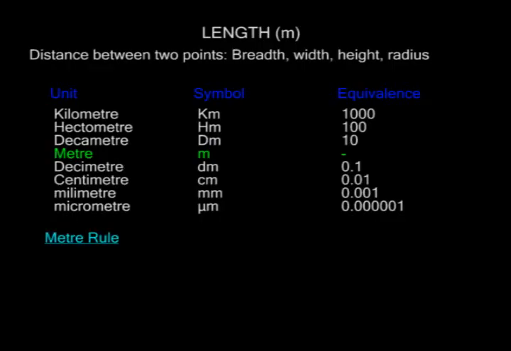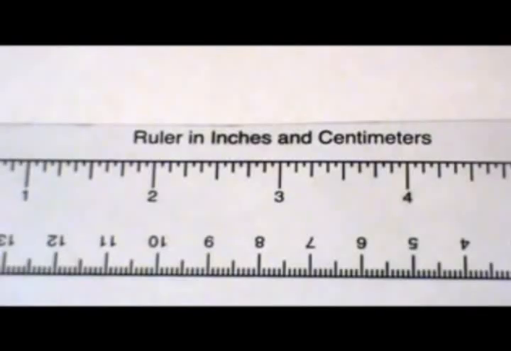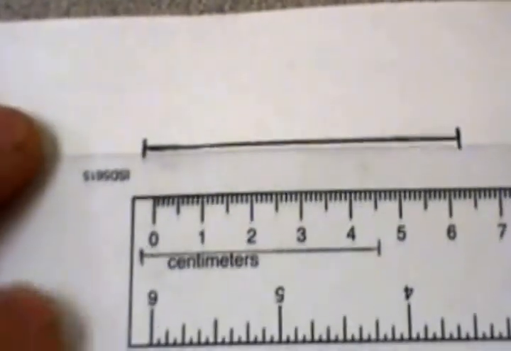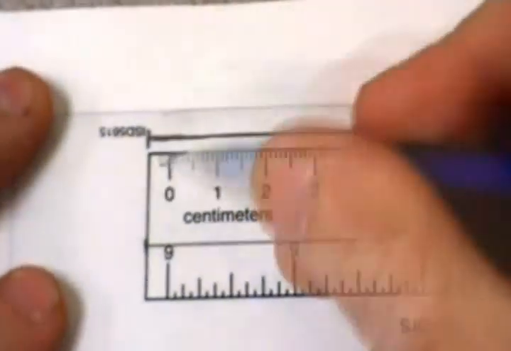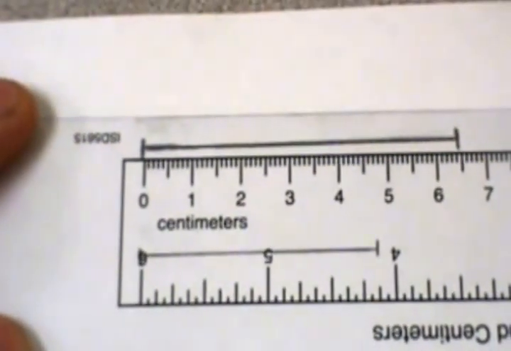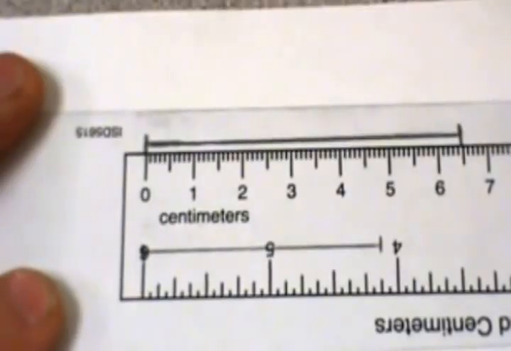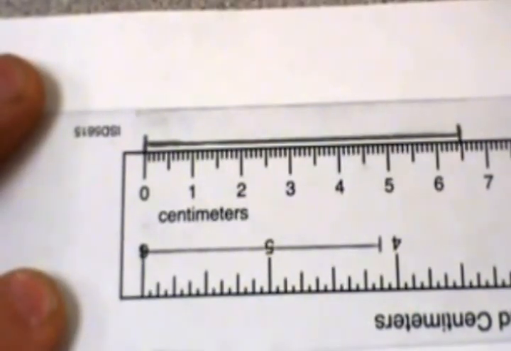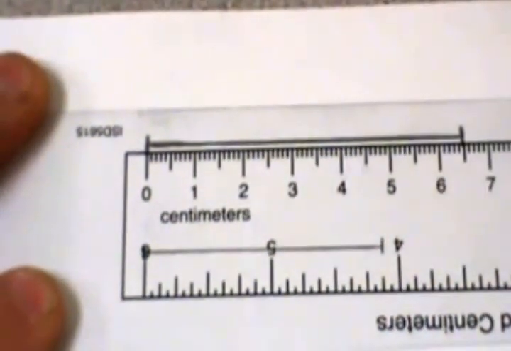Let's look at the meter rule. Now, for day-to-day work in physics, meter rules and half-meter rules are used. They are graduated in centimeters and millimeters. Using a meter rule is pretty simple. Simply place the meter rule in contact with the object to be measured and you place the end of the object against the 0 mark on the scale.